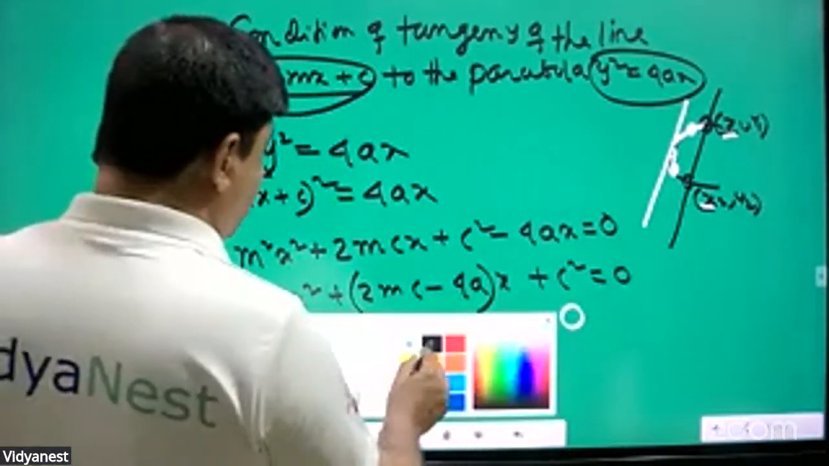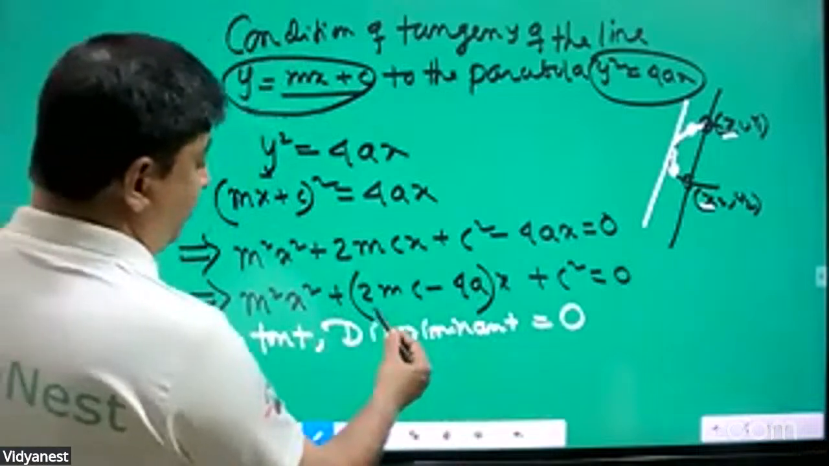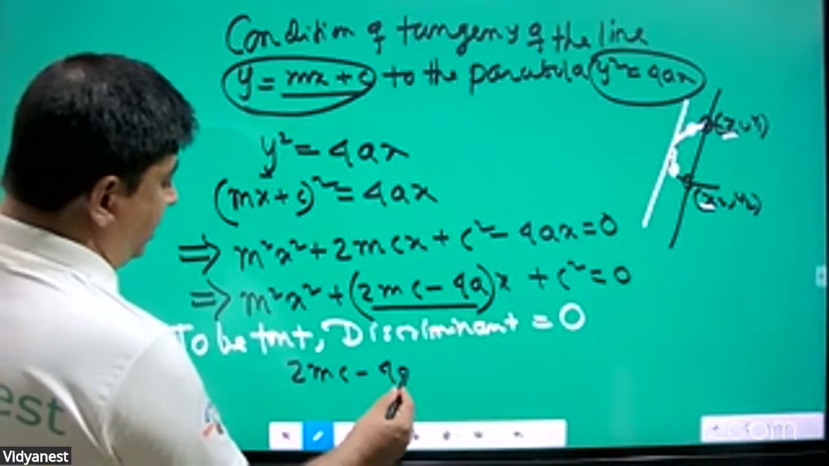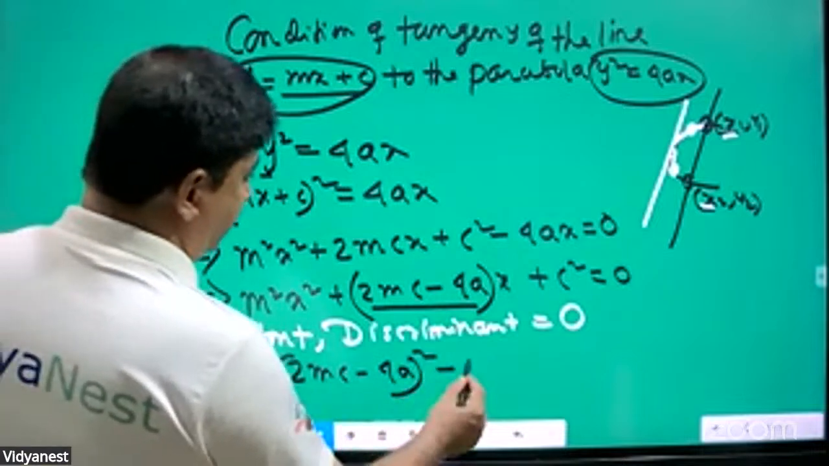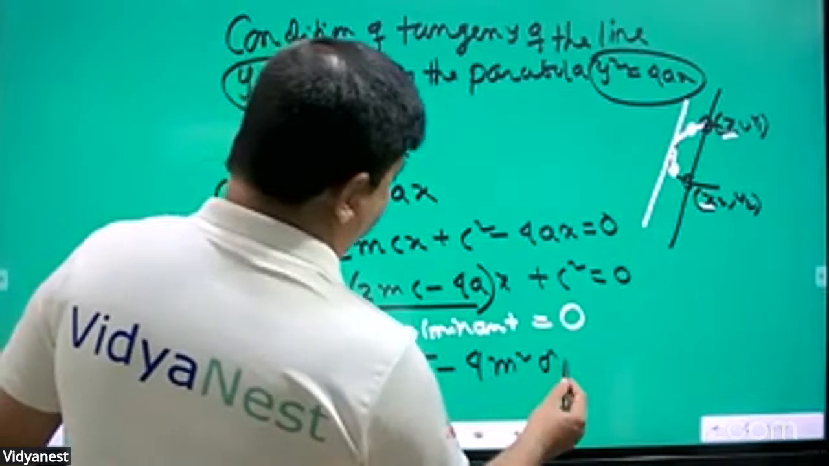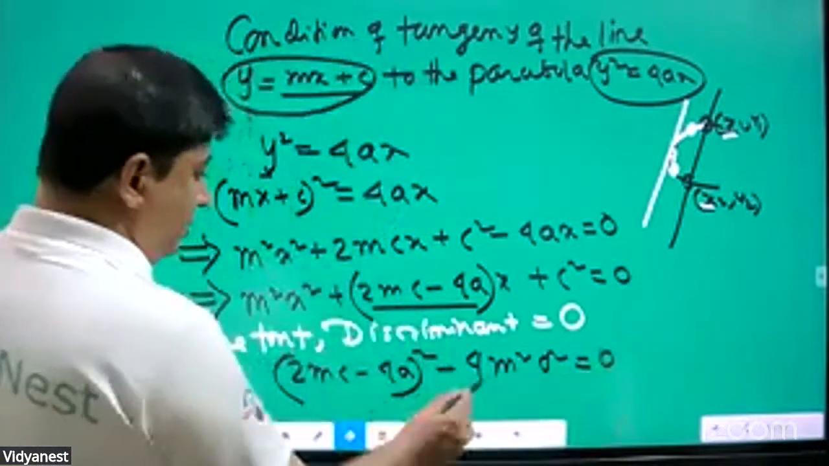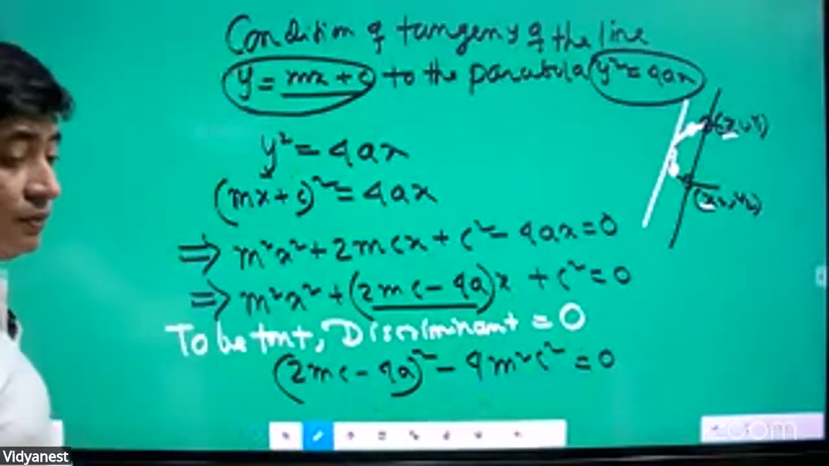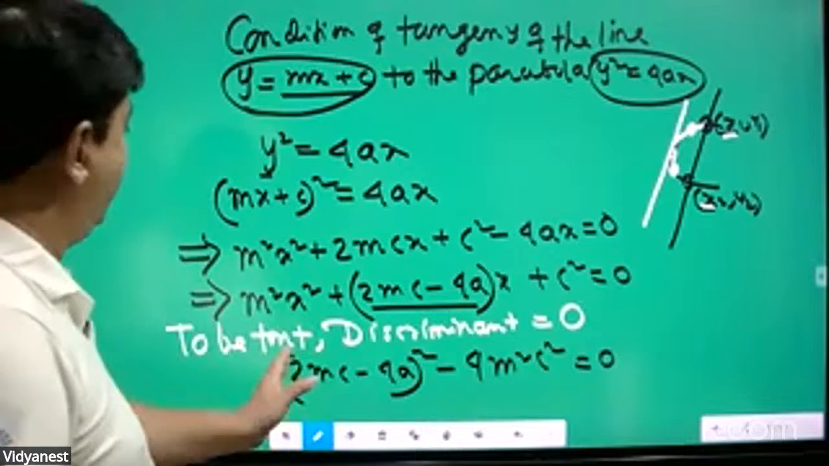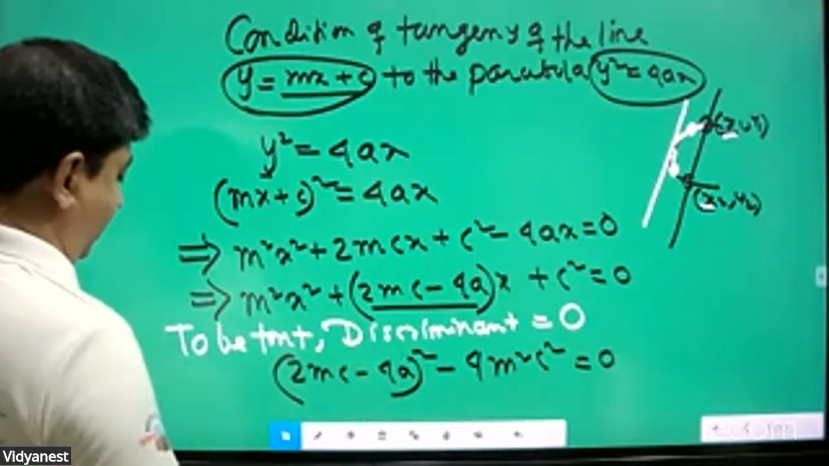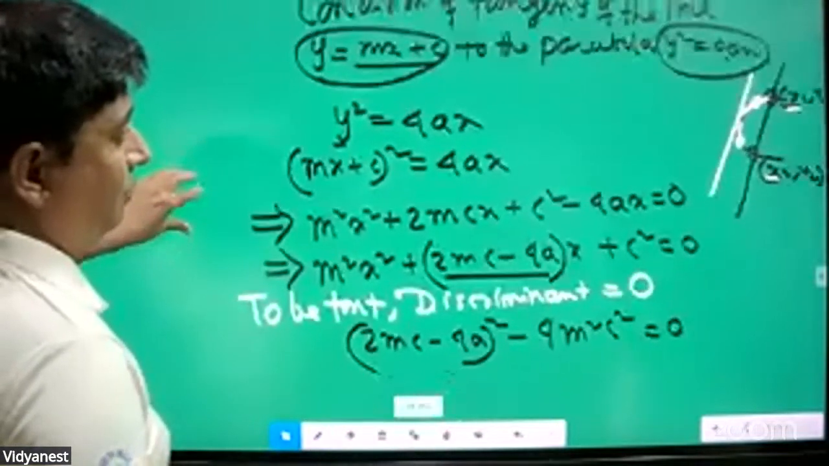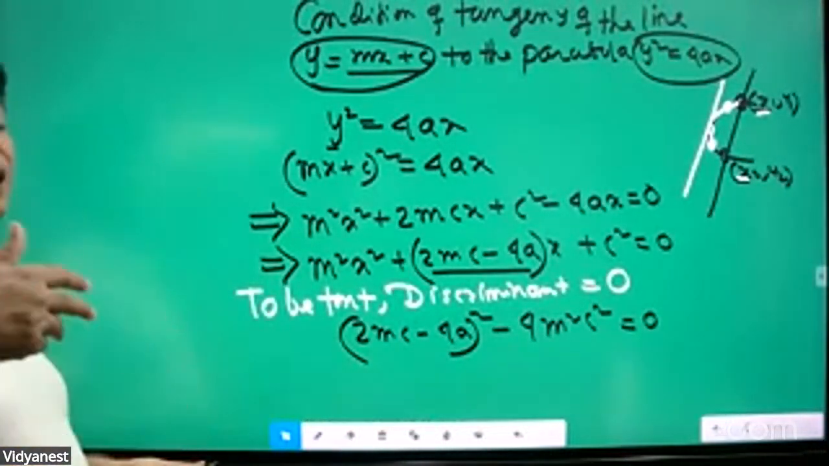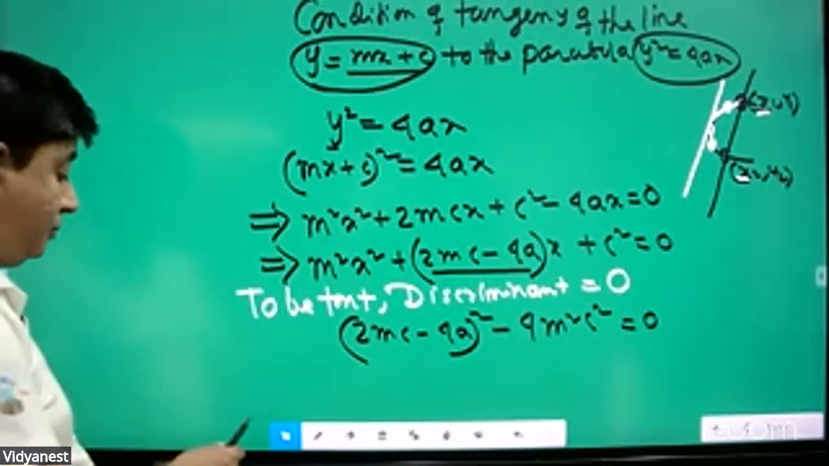Discriminant of the quadratic is 0, which means b square minus 4ac. What is b? (2mc minus 4a) whole square minus 4m square c square is equal to 0. Tell me if you get stuck in any conceptual part. So again, childhood formulas are coming into use. Math is not at all tough. It is the composition of the formulas which you have left behind in your yesteryears.